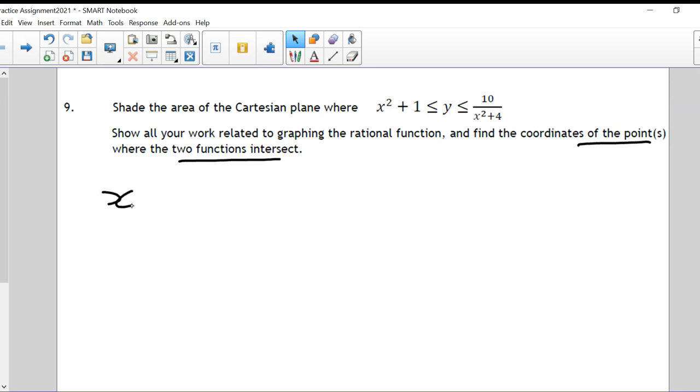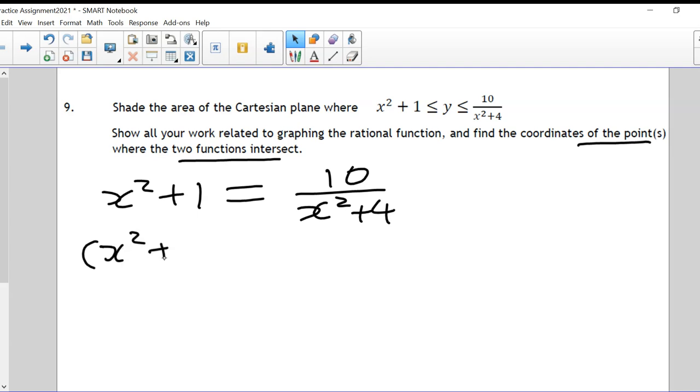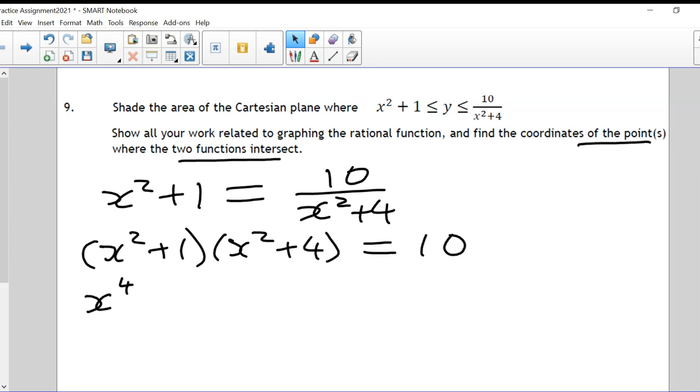So what we did is we set the two things equal to each other. I'm going to go through it more quickly this time. That's where you can find out where two lines intersect if you have the equations of the lines. We cross multiplied. So just using FOIL, we'd have x to the power of 4.